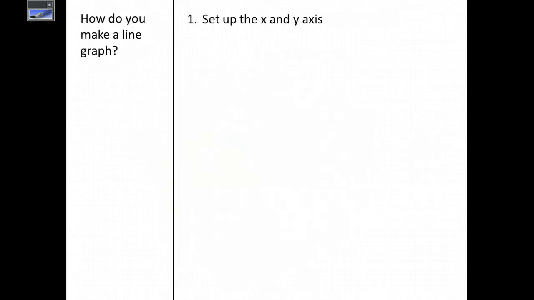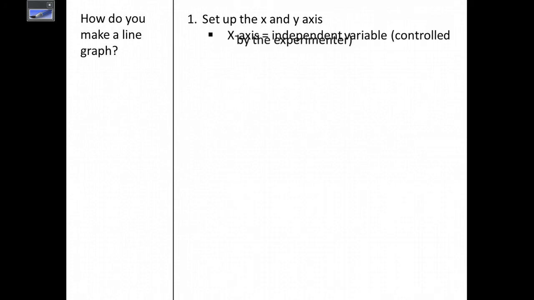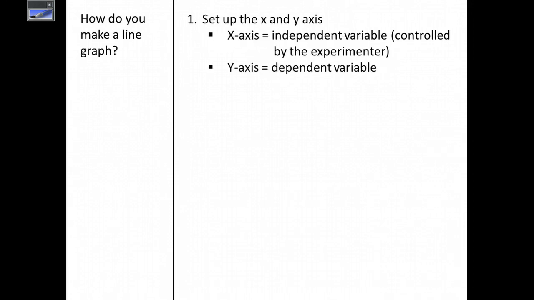So, like I've said, we already know that we are going to make mainly line graphs. So here is how you do that. Here's how you make a line graph. First, set up your axes. First, you need to know which axis is which. There's the x-axis and there's the y-axis.